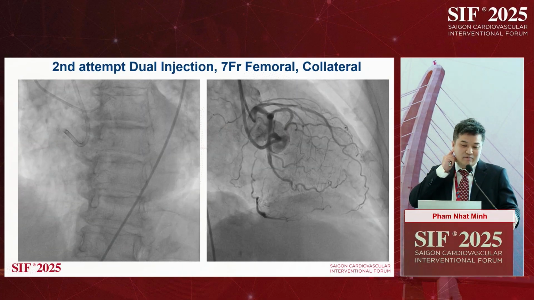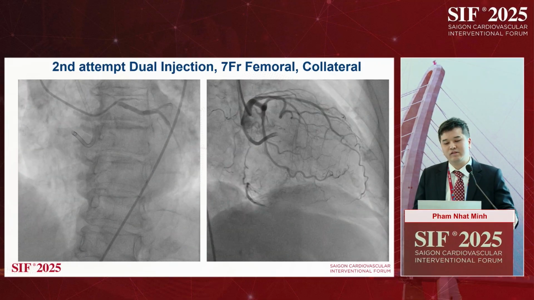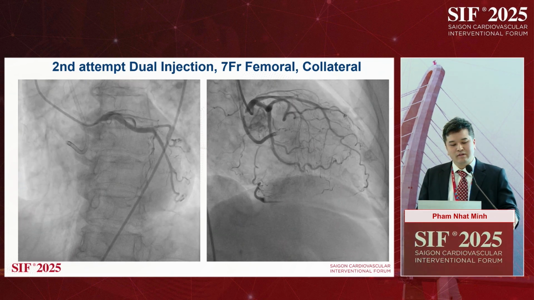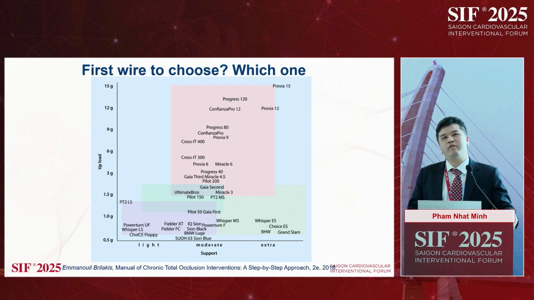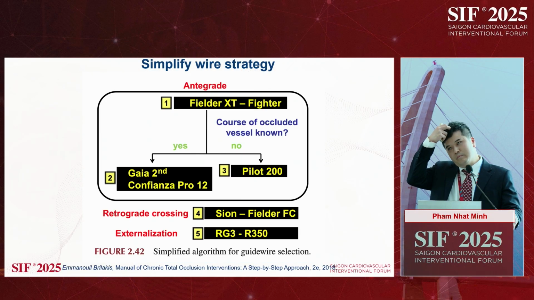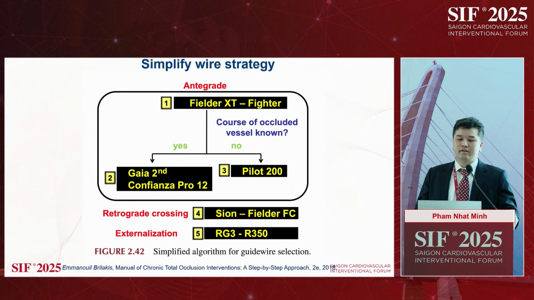In the second attempt, we tried a more aggressive and better preparation with a 7 French femoral access and tried to do better collateral tracing. We learned quite a lot from our Japanese colleagues about choosing the guide wire. For our strategy, we initially always choose a very soft tracking wire like Fielder XT, and then we upgrade to Gaia and other stiffer wires, and if we cannot pass, we may do a step up or step down strategy.